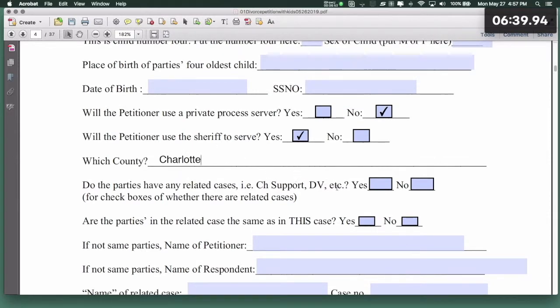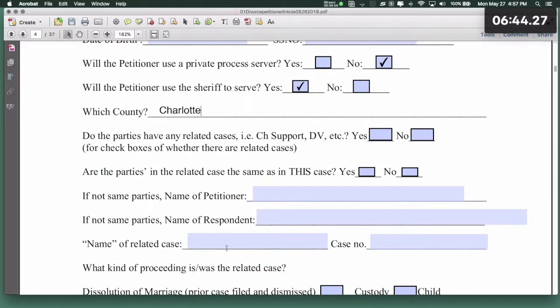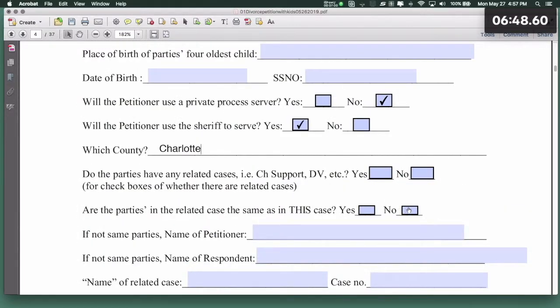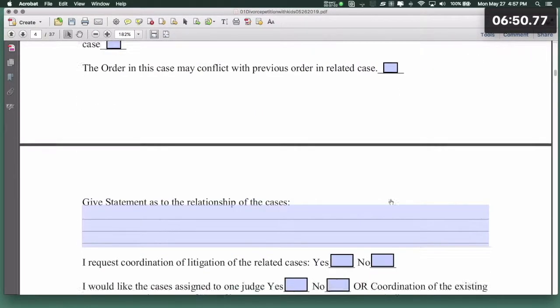And do they have any related cases? Well, if you had a DV case or child support case, you'd check yes, and you'd put the description down here, but we don't have one of those. So are there related cases? No, so let's keep going.